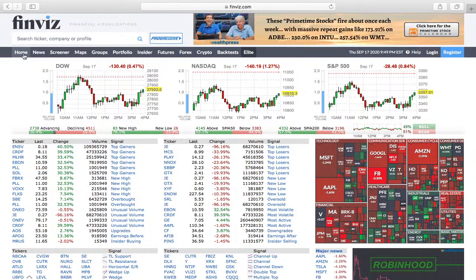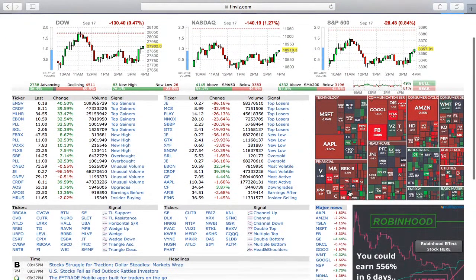So on Finviz, you go to the home setting, you get all your Dow Jones, your Nasdaq, your S&P, just showing you how it did for the day. It looks like we had a little recovery towards the end of the day on all three. You have your heat map. This shows you how all the stocks are doing in general. If you see a lot of red, it means that it's coronavirus season. If you see a lot of green, it means we're getting out of it.